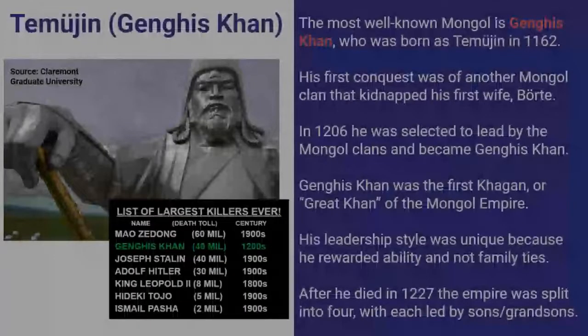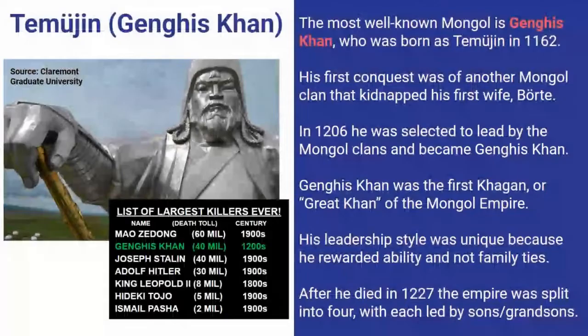So the most well-known person you need to know is Temujin, or as you probably know his name, Genghis Khan. That was really a title, not a name. So he's born in 1162. His first conquest was actually of a rival Mongol clan that kidnapped his wife. He got her back, so that was good for him. In 1206, he gets selected to become the leader of all of the Mongol clans and becomes Genghis Khan. All right, he's the first Khagan, which just means Great Khan, means kind of the supreme leader, basically, of the Mongol Empire.